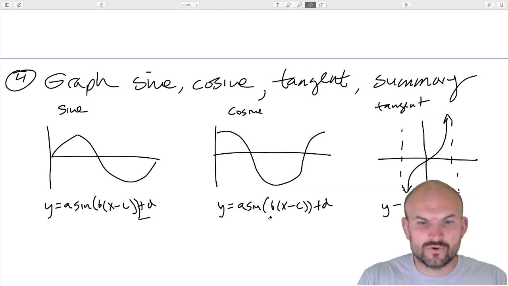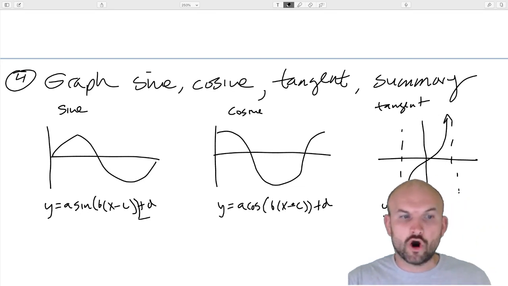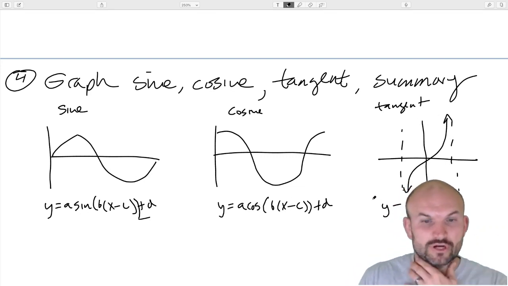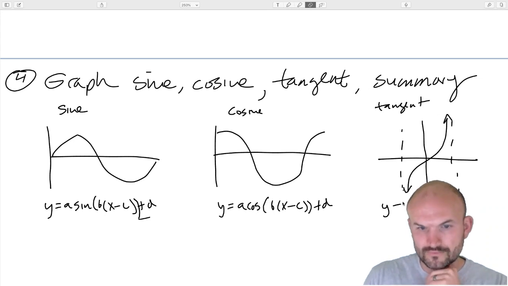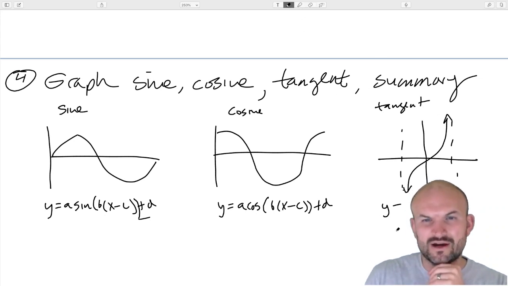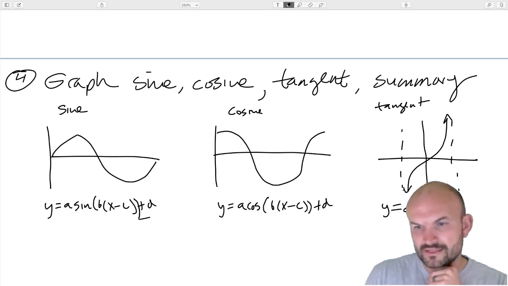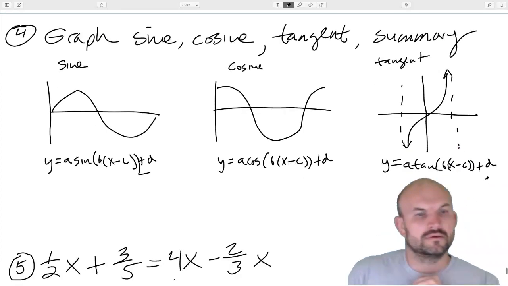I should also note how sine and cosine are so similar to each other, right? They're basically the same graph, just shifted over by pi halves. Need this one. Oh, I did everything in black again. I don't know why I did that. And I don't have time to go over this.